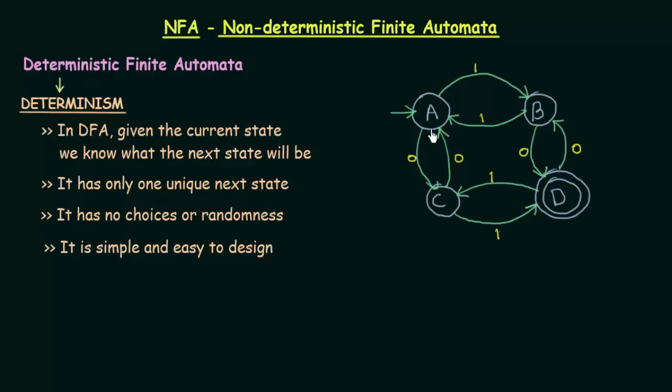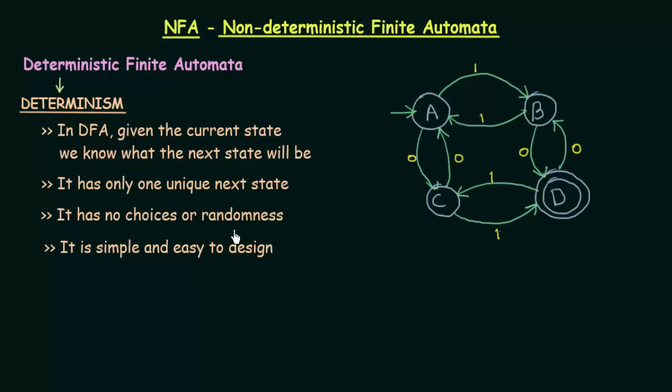And it has only one unique next state. Suppose again I am in state A, and I get input 1, it goes only to state B and not to any other state. So on getting certain inputs, each state has a unique next state. If I take state C, for example, and I get input 0, it goes to state A and only to state A. On getting input 0, it does not go to any state other than state A. So it has a unique next state.